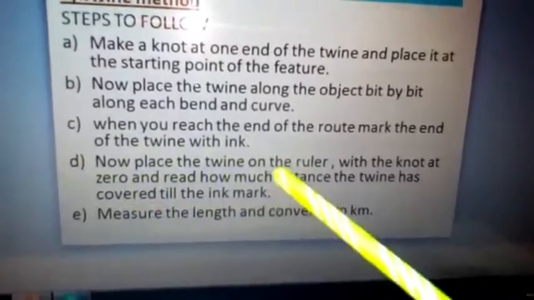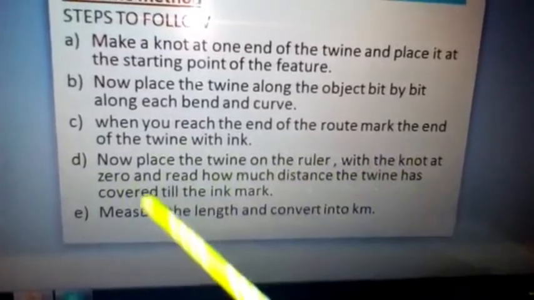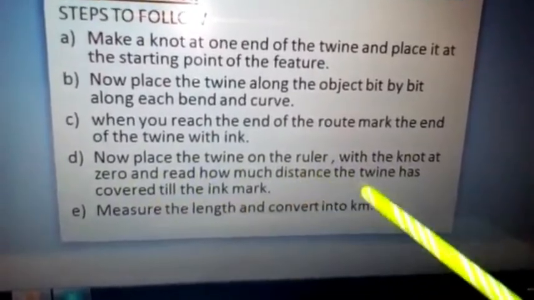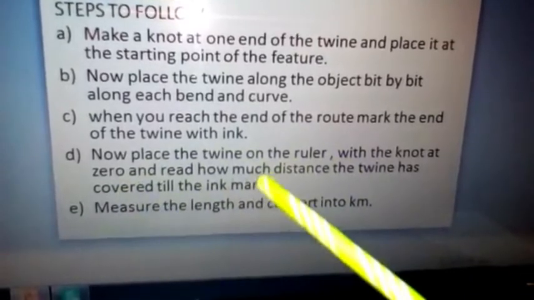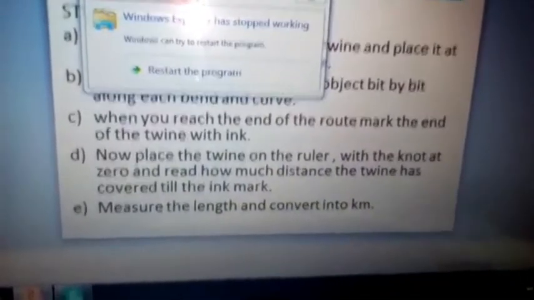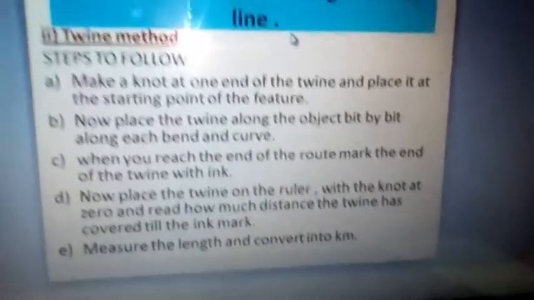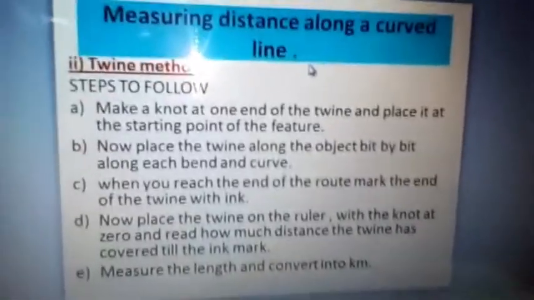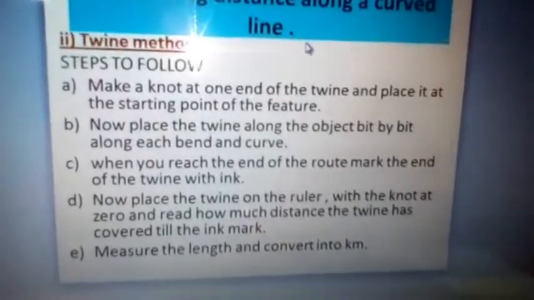Now place the twine on the ruler, and with the knot at 0, read how much of the distance the twine has covered till the ink mark, and measure the length and convert into kilometers. Very simply, exactly like we converted with the help of the given scale.